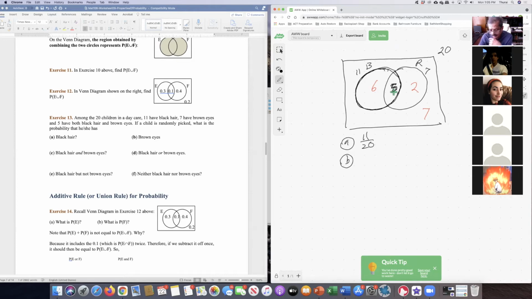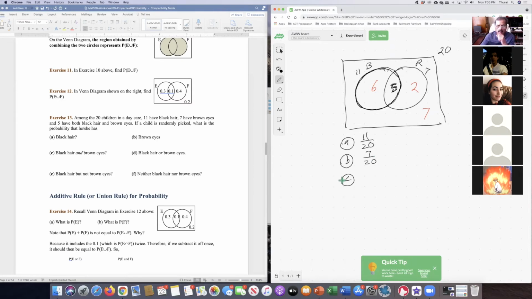Okay. If I say what is the probability the child has black hair but not brown eyes, then it'll be 6 over 20. All right, part B. Anybody? 7 out of 20. 7 over 20. And part C, 5 out of 20.